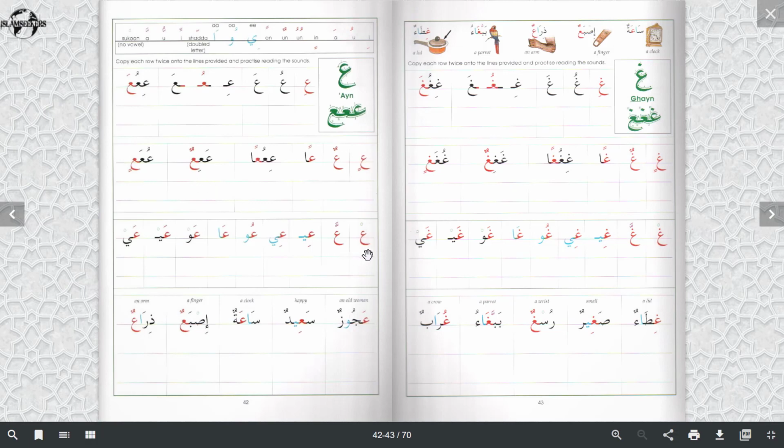Line 3. A. A. A-i. A-i. Ru. A. Au. A-i. Line 4. Listen to and repeat the Arabic words. An old woman. Ajuzun. Happy. Sa'idun. A clock. Sa'atun. A finger. Isba'un. An arm. Dhira'un.